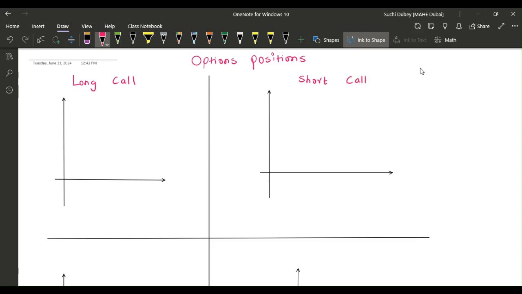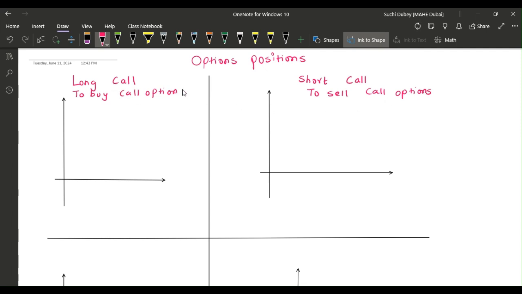So, long call, and then I will write this as short call. We all know what a call option is. Call option means right to buy. And when we use this term call with long, what does it mean? It means to buy a call option. And short means to sell a call option.